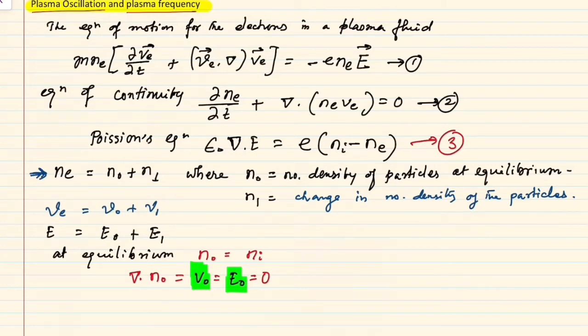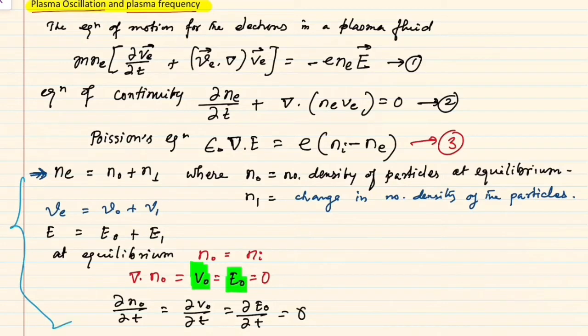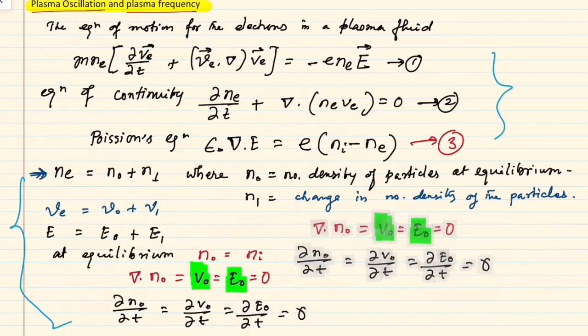Therefore, obviously, del N naught by del T is equal to del V naught by del T is equal to del E naught by del T, which must be equal to 0. We will use these conditions in equations 1, 2 and 3 to apply the linearization method. Let me write those things on the right hand side.